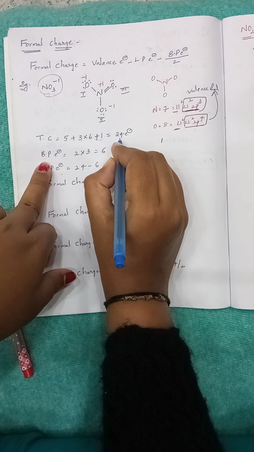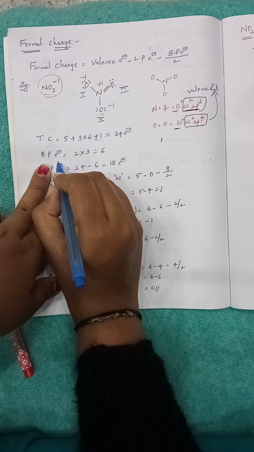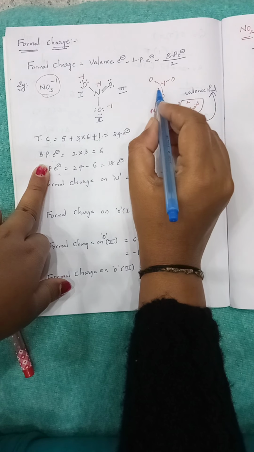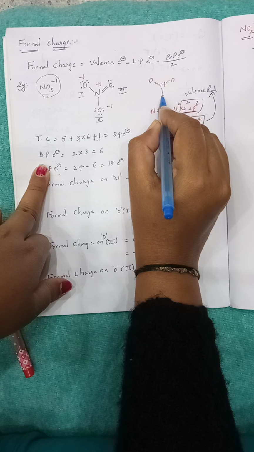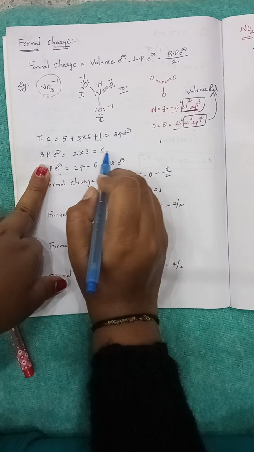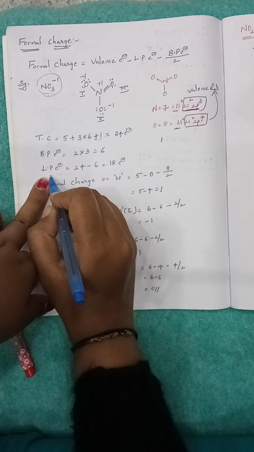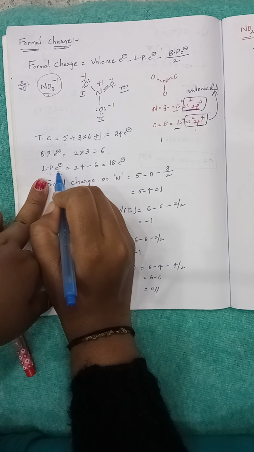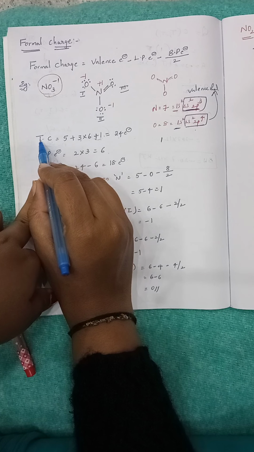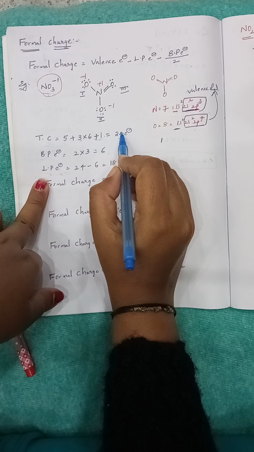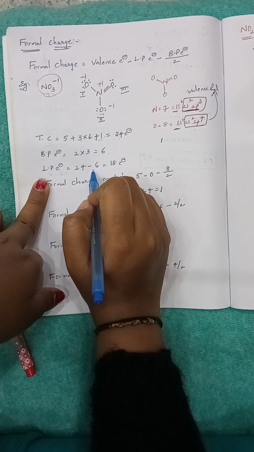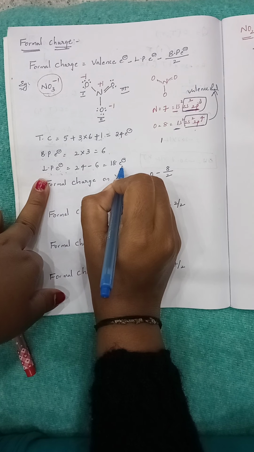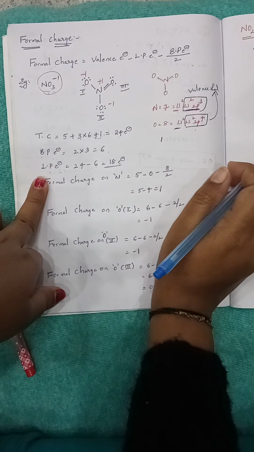Next, find out bond pair electrons. In last class also we have seen bond pair electrons is nothing but 2 into number of bonds. In the rough structure, how many bonds are present? 3 bonds. Then 2 into 3 equals 6. Finally, we have to count lone pair of electrons. Lone pair of electrons is now equal to total charge minus bond pair electrons. Total charge is 24 electrons. Bond pairs are 6 electrons. Totally 24 minus 6, 18 electrons. This is the lone pair of electrons.